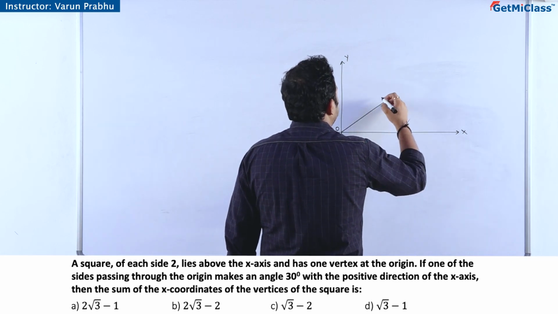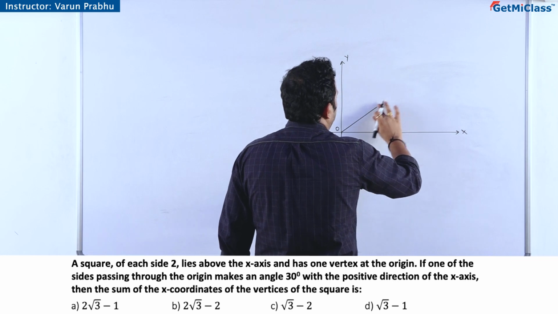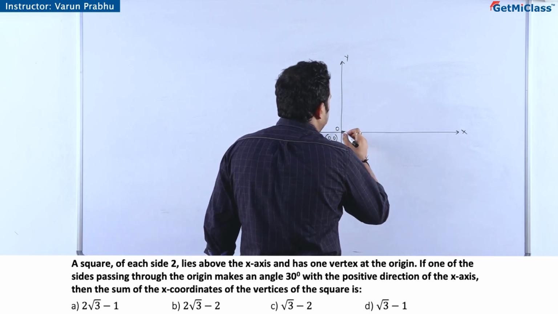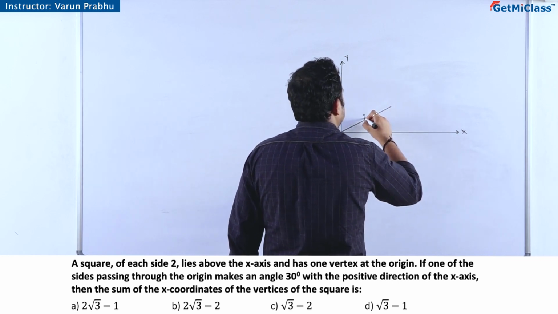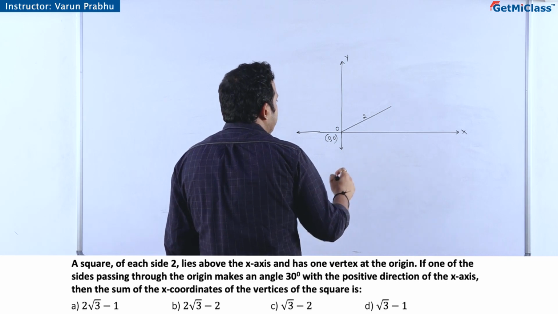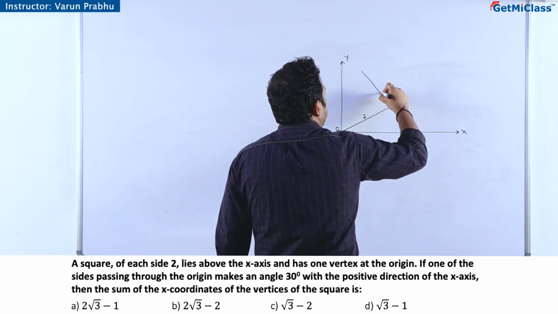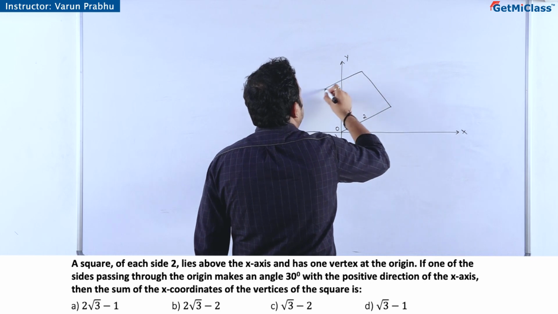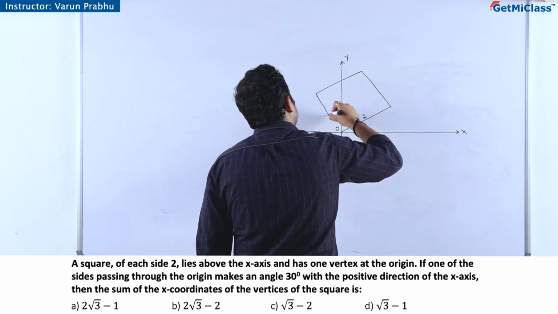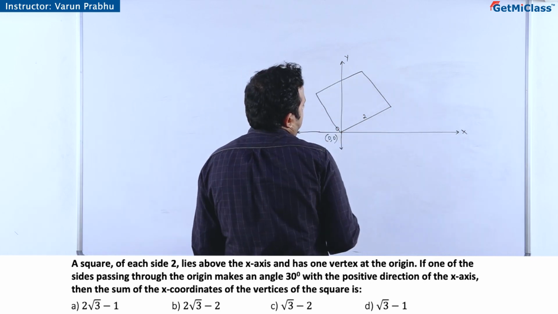A square of side 2 units, right? So this is side 2 units, this is side 2 units. Ultimately we'll try to draw one square properly. This is like this, this is like this, and this is like this. Do you get it? Yes.